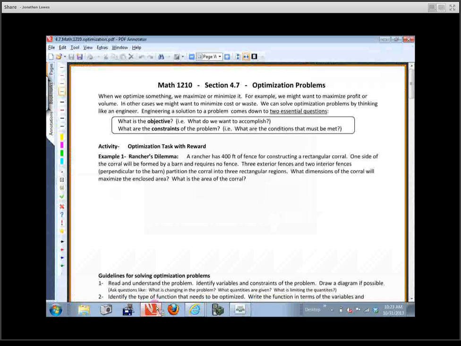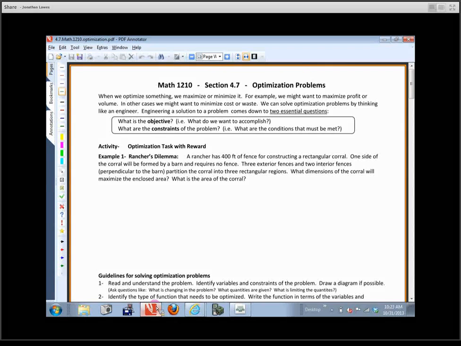And here we go. So section 4.7, again, all about optimization. Okay, and when we optimize something, we're trying to maximize or minimize it. So we might want to maximize profit, minimize cost, maximize the usage of a certain material or something like that. And in most of these problems, it comes down to doing what an engineer does.